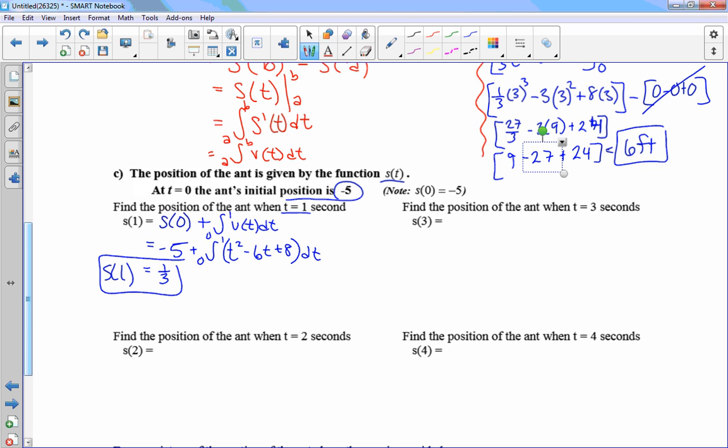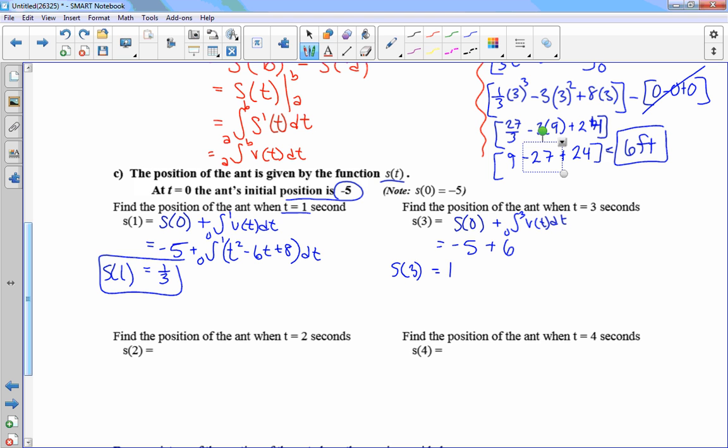Yeah. So find the position of the ant at t equals 3 seconds. Now does it still have the original initial position? So we still have that S of 0, which is -5. Make sure you remember to adjust for that. And then we'd be integrating the velocity from what to what? 0 to 3. Yeah, we do know it's 6, so we don't have to do it again.